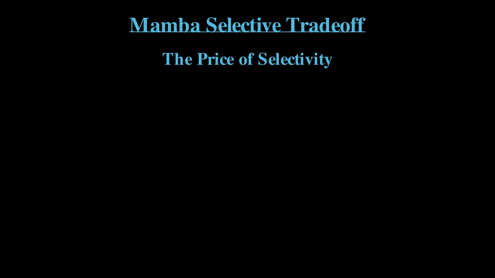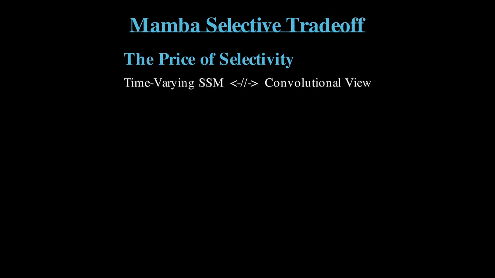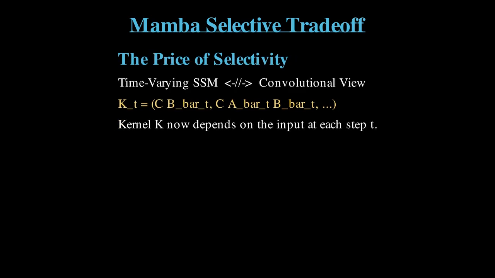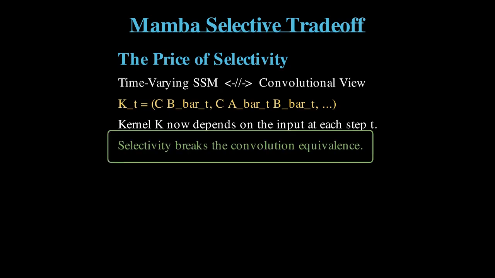Recall that classic SSMs like S4 had a dual formulation, a recurrent view and a highly parallel convolutional view. That convolutional mode was the secret to their training speed, allowing the entire computation to be framed as one large convolution. But this trick depends on a critical property, linear time invariance. The system's dynamics must be fixed across all time steps. Mamba, by making A bar sub t and B bar sub t input dependent, is explicitly time varying. This breaks the time invariance property, and with it, the convolutional equivalence. The kernel cannot be precomputed because it effectively changes at every step based on the input.